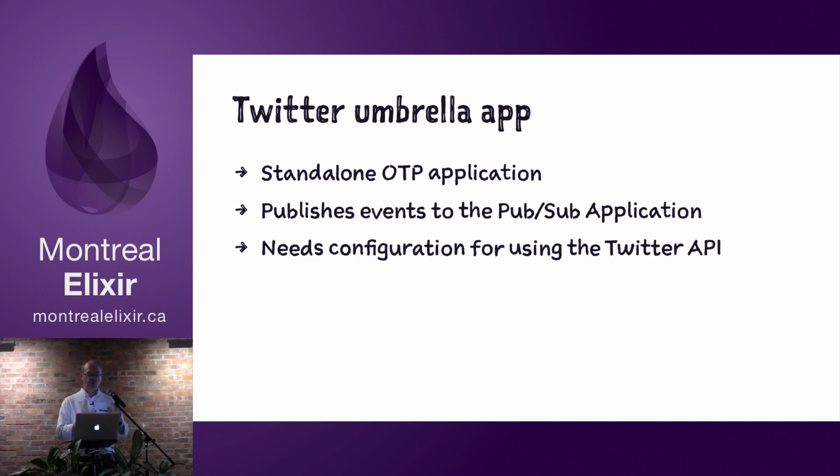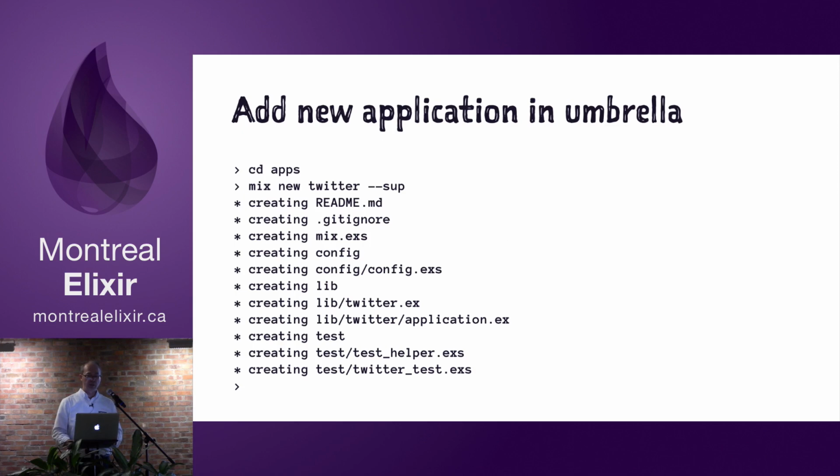So we're going to create an umbrella app for the Twitter part of it. It's a standalone OTP application. It will be publishing events to the pub sub application, and of course we'll need some configuration for using the Twitter API. To create the new application, we go under the apps folder in the project, and we just do mix new Twitter --sup. The --sup here is to generate a supervision strategy in the application boot sequence.